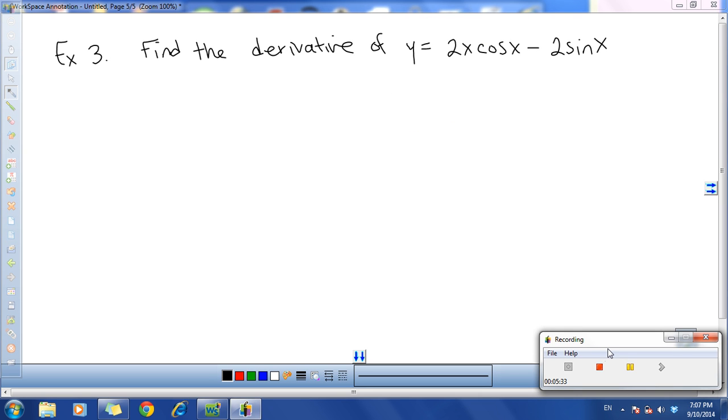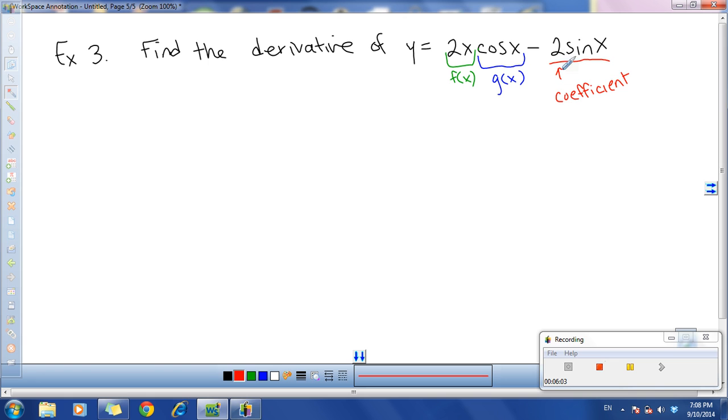For the third example, we have find the derivative of y equals 2x cosine x minus 2 sine x. Okay, this one is a little bit different because I do have a product right here. This is f of x, and then this is g of x right here, that cosine, that's g of x. However, this last term over here, 2 sine x, we're going to treat 2 like just a coefficient.